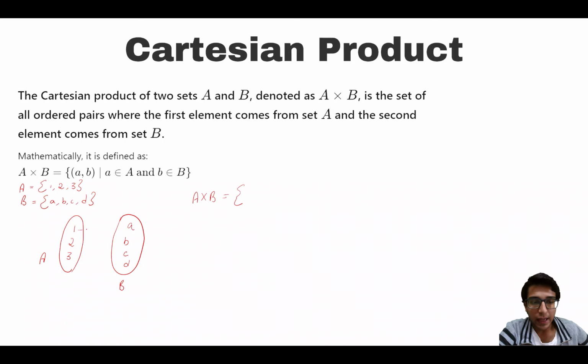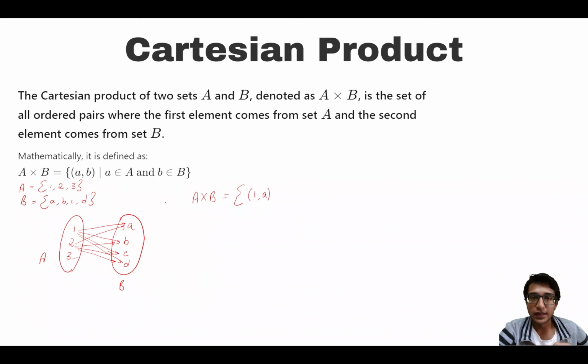This means 1 has been mapped with a, 1 has been mapped with b, 1 has been mapped with c, 1 has been mapped with d. Similarly, 2 with a, 2 with b, 2 with c and 2 with d. Similarly for 3 as well. So what are we going to get in our set? This would become 1 comma a.